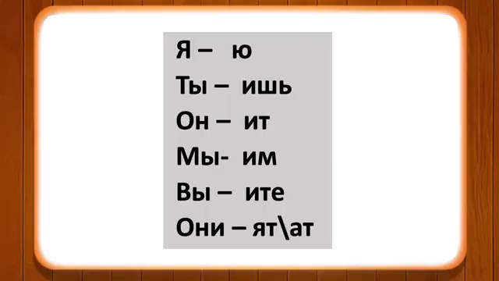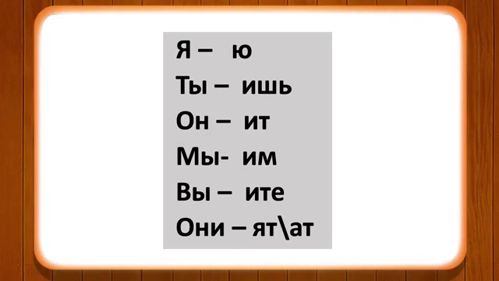For pronoun ya, you will add the ending u. For pronoun ty, you will add the ending ish to the stem. With the pronoun on, you will add the ending it. For pronoun my, you will add im. For pronoun vy, you will add ite with the stem. For oni, you will be adding yat to the stem.